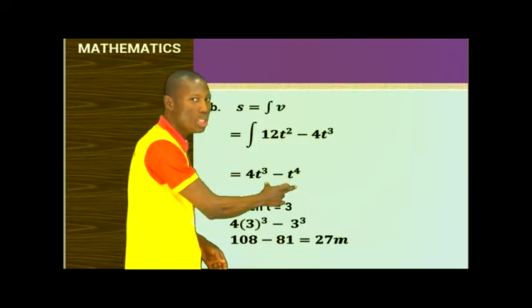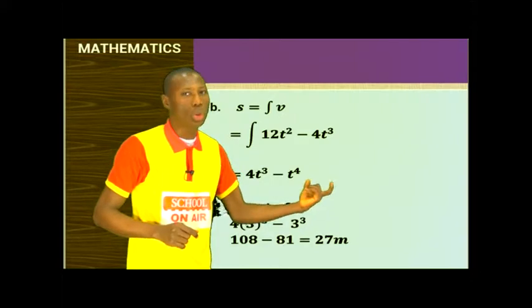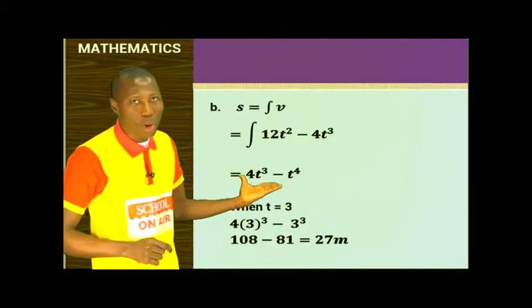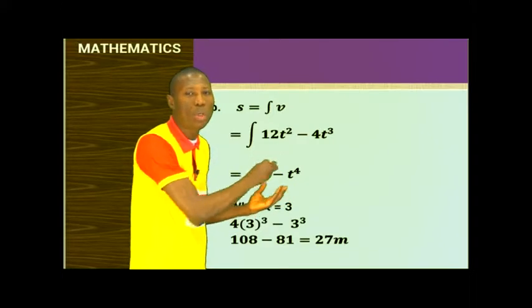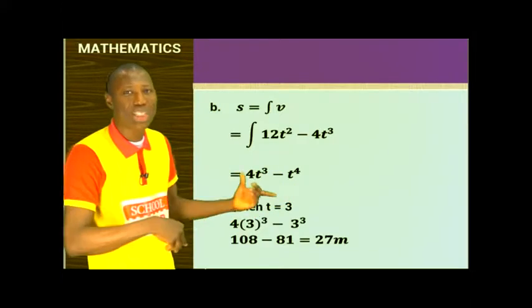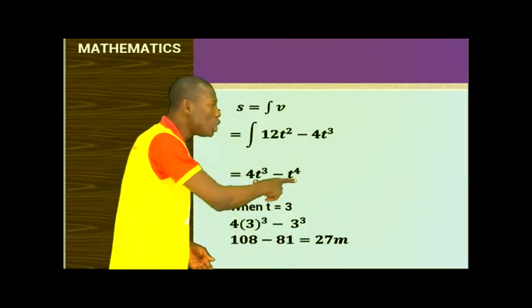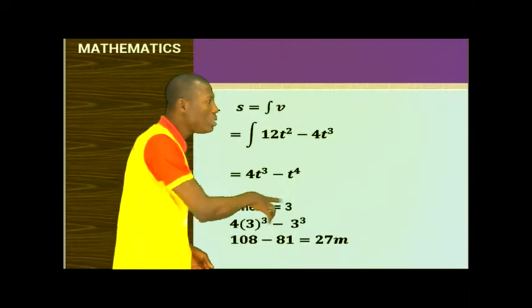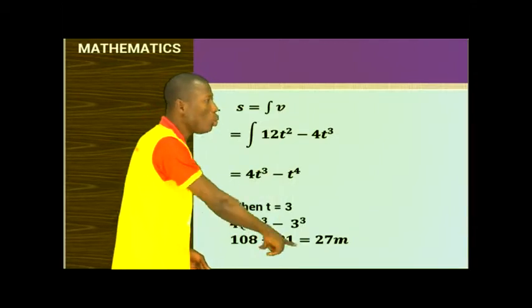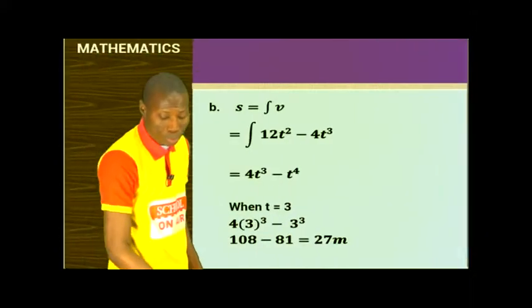At this juncture, I want to say something. Normally when you integrate, you have a constant c. That c is optional. As far as this type of question is concerned, that c is not very vital because there is no information that tells us what happened at the initial stage. When t is equal to 3, the displacement is equal to 127. We just substitute 3 into this equation.